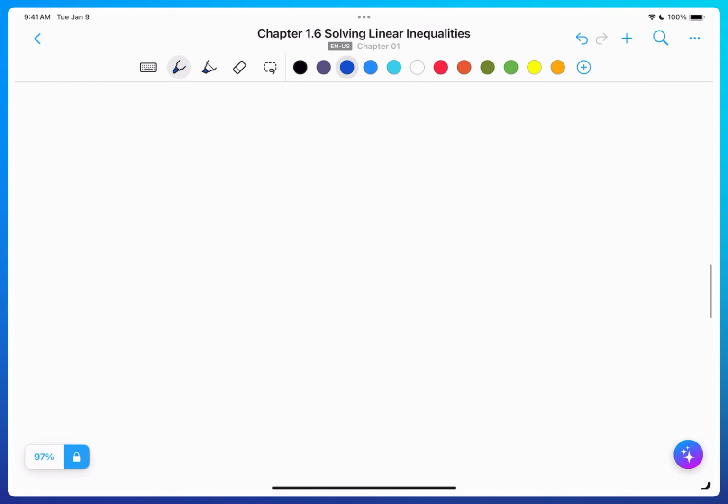Okay, so we're going to start with a good one right here. We're going to start with 5x plus 7 is greater than negative 3. Now we're not going to do any negatives just a minute, but we are going to do those. So just kind of hang tight here.